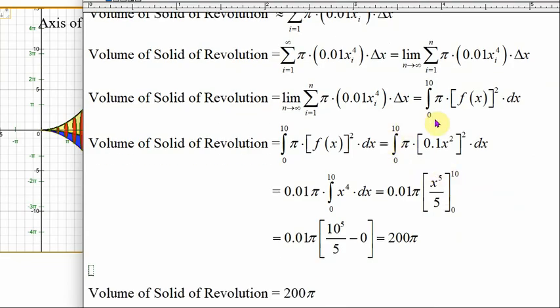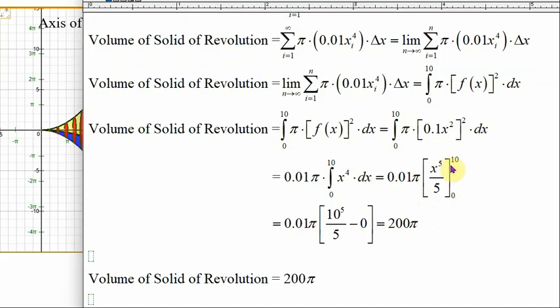And then to evaluate this integral, we have 0.1 squared is 0.01, and then we have the pi, and then this is x to the 4th. And the integral for x to the 4th is x to the 5th over 5. And then evaluating from 0 to 10.